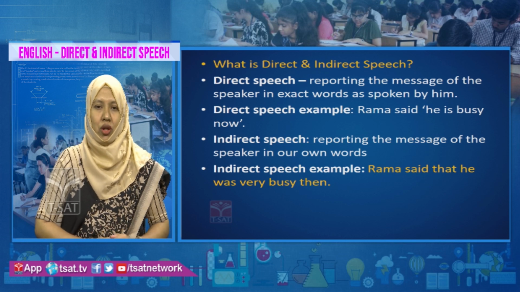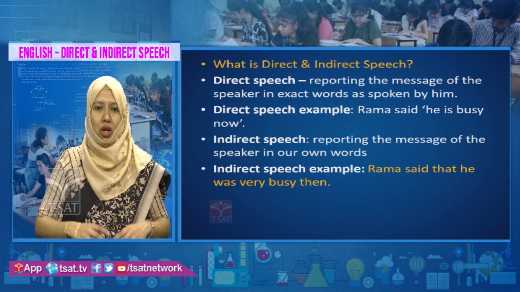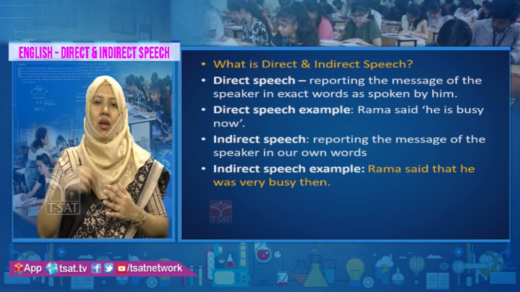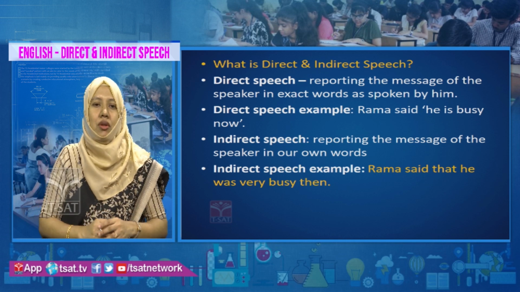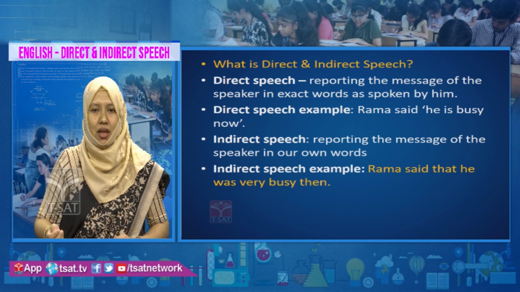Hope you remember what you have learnt in your previous classes. Direct speech means reporting the message of the speaker in exact words as spoken by him or her. Whatever the person is speaking, reporting the same words by the speaker, it is called direct speech. Direct speech, for example, Rama said, "He is busy now."